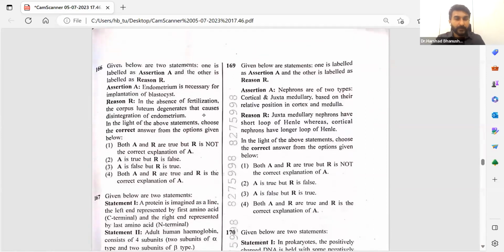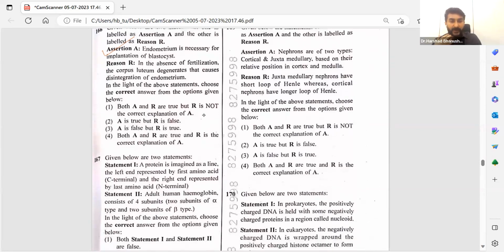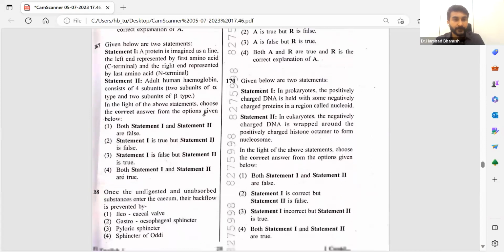Endometrium is necessary for implantation of the blastocyst. Yes, it is. It is necessary for the implantation, so it's a correct statement. In the absence of fertilization, corpus luteum degenerates. That causes the disintegration of endometrium. Now, this is also a correct statement. I would say both are correct statements, but I don't find that as the reason for endometrium being necessary for the implantation. So I would mark 1. Both of them are true, but it's not the correct explanation.